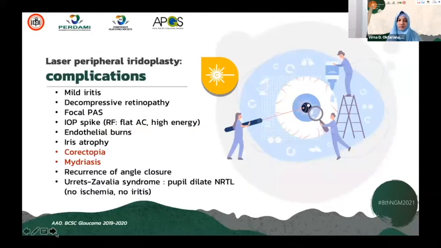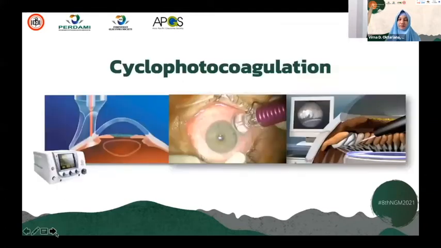Complications, yes, we have to mention them a little bit. Corectopia and mydriasis are not frequently mentioned, but they can happen because when you do the scar at the peripheral iris, you can pull the pupil away from the center. And when you do it extensively, 360 degrees, of course, somehow permanent mydriasis can happen.